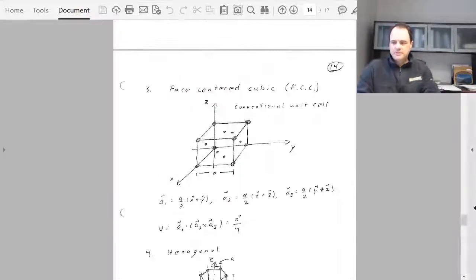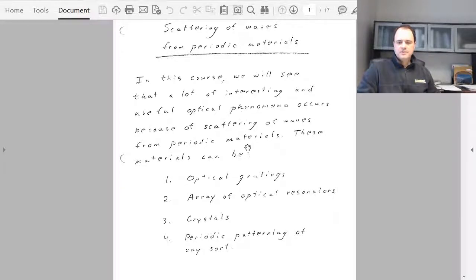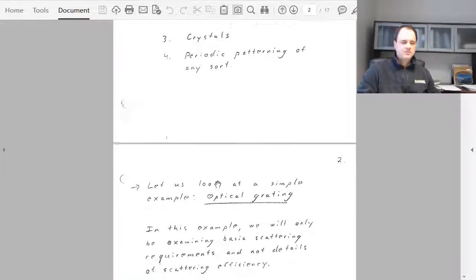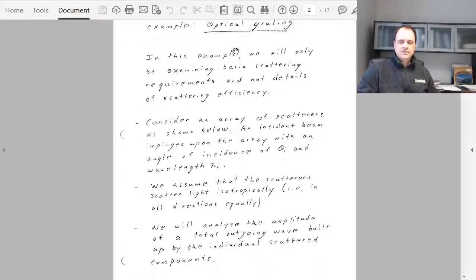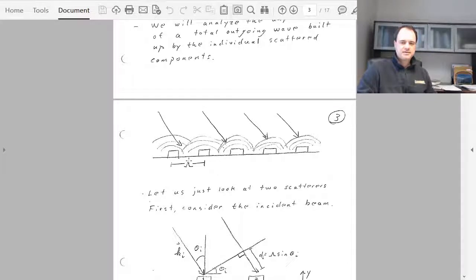So if we were to go back and summarize this lecture, the overall thing we were learning is scattering of waves from periodic materials. Those materials could be a variety of different things, starting from the simplest optical gratings to photonic crystals, to irregular crystals, to plasmonic crystals, to anything with any periodicity. We then looked at some of the simplest behavior of periodic materials and looked at an incident wave impinging on a periodic array of wires.